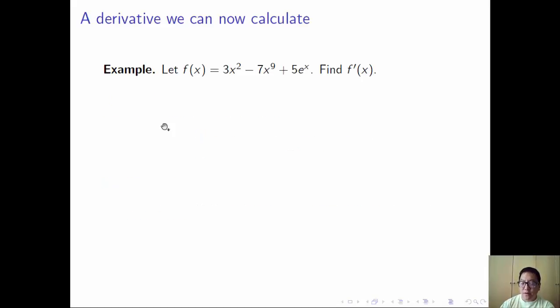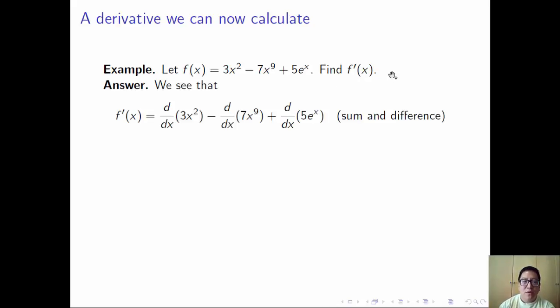So putting that all together, the basic rules of derivatives of power functions and exponential functions and those algebraic rules we just mentioned, here's an example. Let f of x equal 3x squared minus 7x to the ninth plus 5e to the x, and I want to calculate f prime of x. The answer: the derivative of this sum and difference is the sum and difference of derivatives, which means I can split the derivative up amongst its summands here.